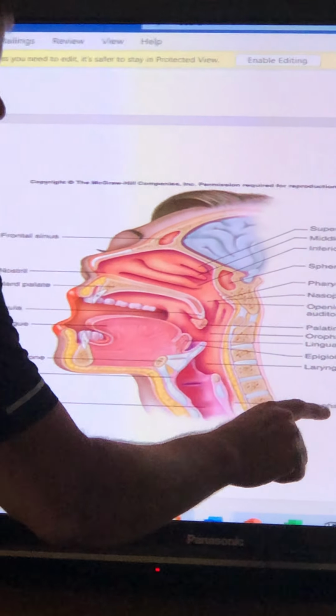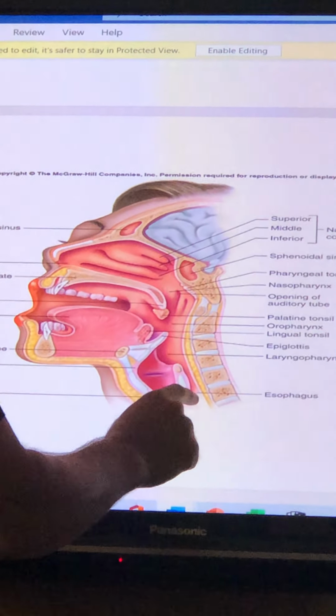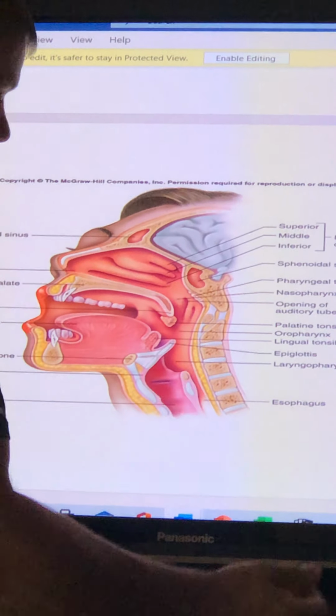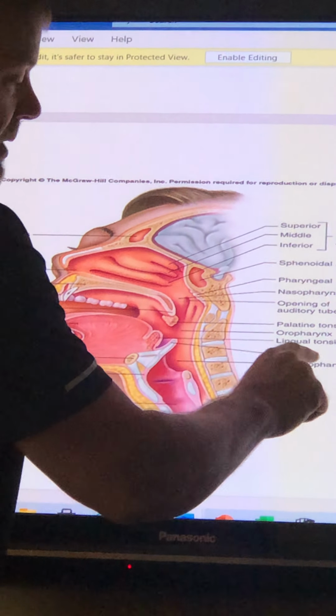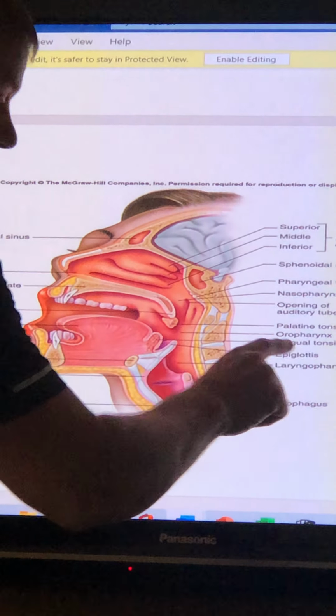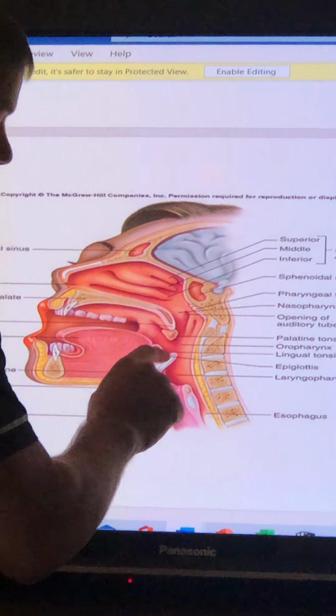The esophagus is a digestive structure, but I want you to know it on this diagram as well, because again, these are intimately located. Let's go ahead and know epiglottis again, because the epiglottis is protecting that respiratory portion. So the epiglottis, which you learned on the previous exam.